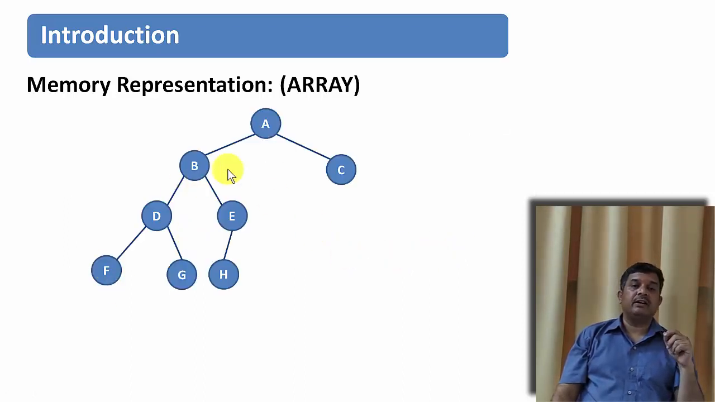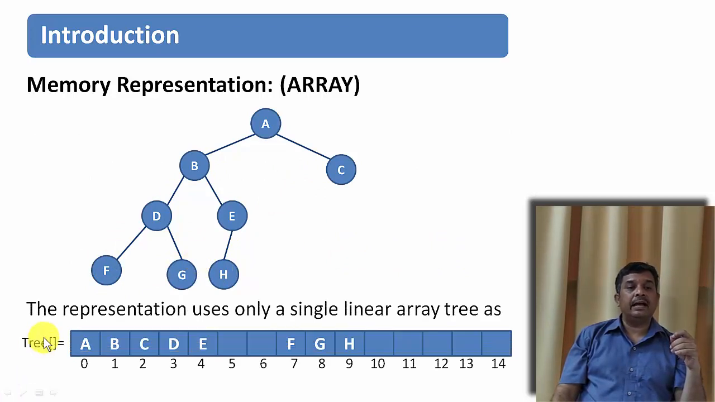Let us say this is a tree given to me and I want to represent it with the help of an array. I'll define an array called tree, and at the 0th index I'll write the data A. At the first index I'll write B, at the second index C, then D, E. Here there are no children, so I'll leave two places. Then for D, the left child is F and the right child is G. So at the 7th and 8th locations, F and G are written, and at the 9th index H is written, and for the rest there are no children, so I'll leave them empty.